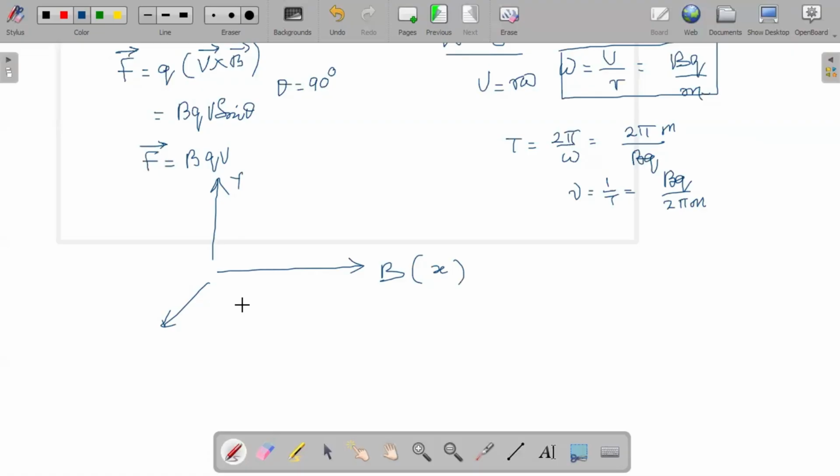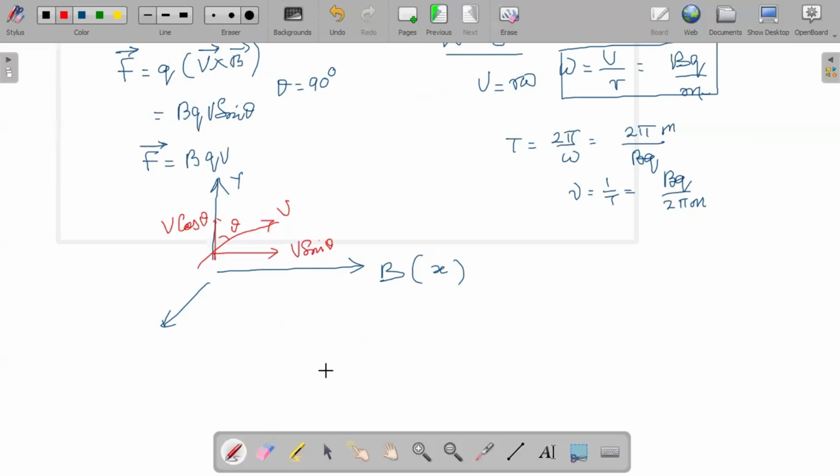But now we assume a charged particle that enters the magnetic field at a certain angle with the y-axis. It enters with velocity v at an angle theta with the y-axis. Then we can split that velocity into two components. This is v sin theta, and the other velocity component of v is v cos theta. This v sin theta acts parallel to the magnetic field. Pay attention here: v sin theta acts parallel to the magnetic field.